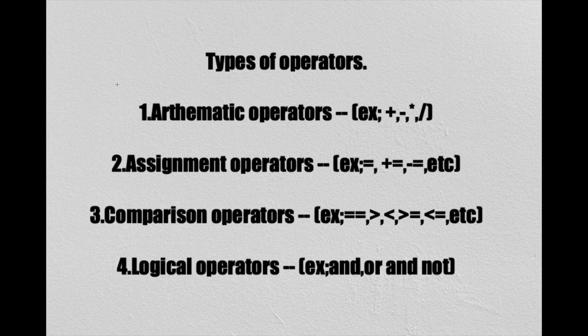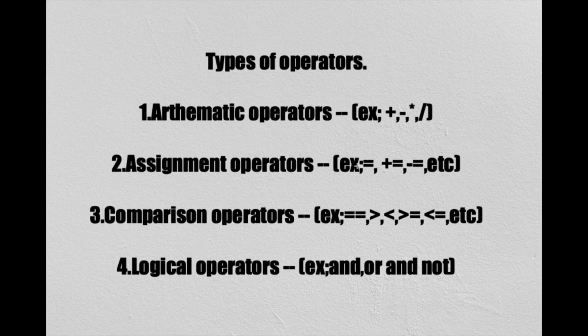First one is arithmetic operators. An example here you can see plus, minus. The star is basically multiplication in coding language, and slash. These operators are used to perform mathematical functions, like plus is used for addition, minus for subtraction, multiplication and division.